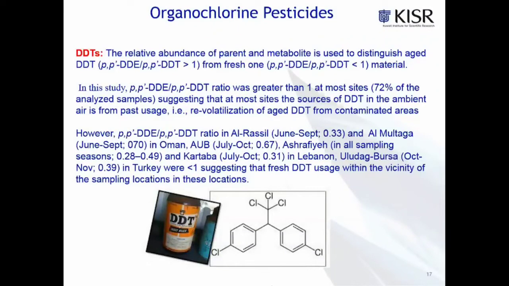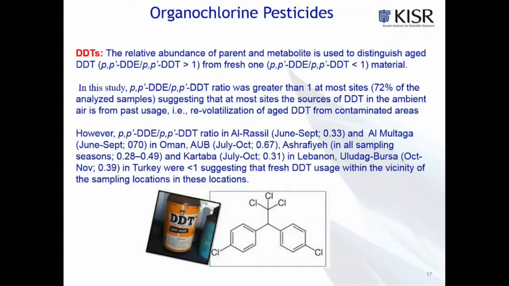In this study, this ratio was greater than 1 in most sites, 72% of the analyzed samples, suggesting that at most sites the source of DDT in the ambient air is from past usage, for example, revolatilization of old DDT from contaminated areas.